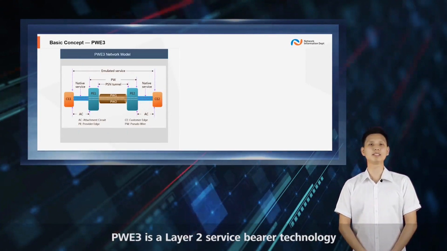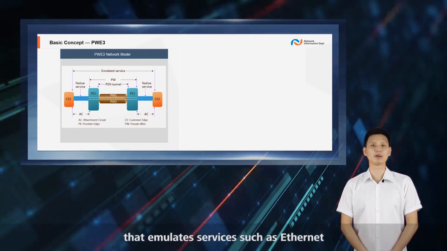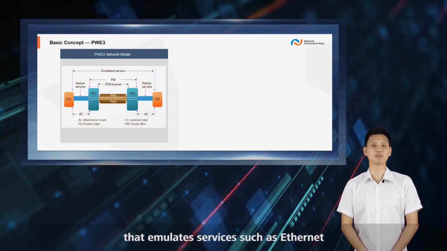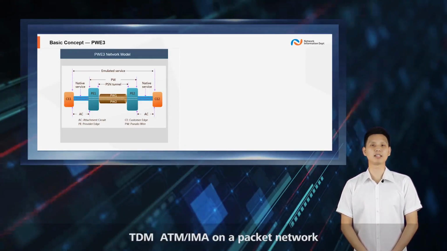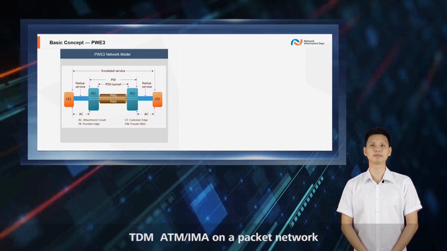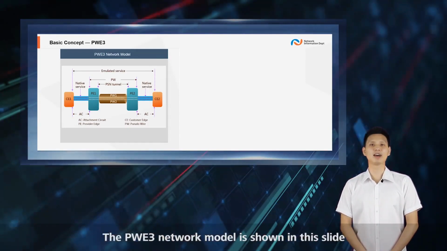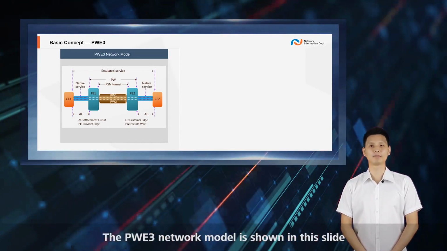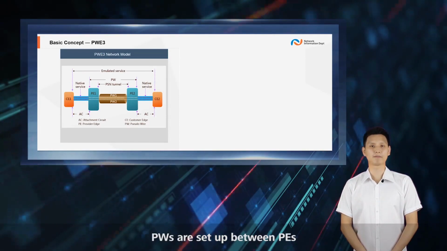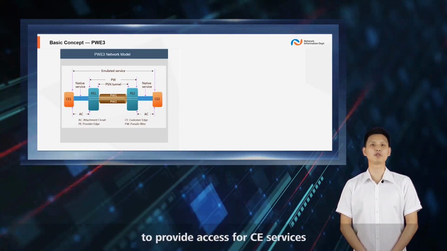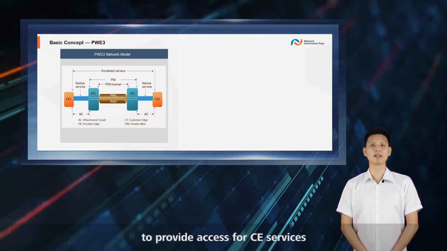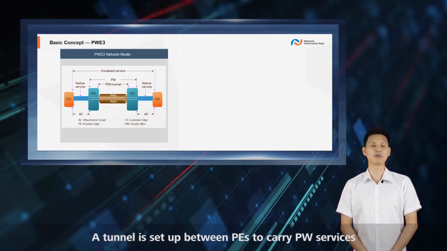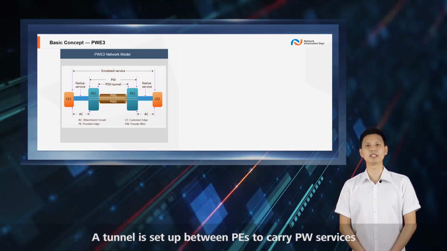PWE3 is a Layer 2 service bearer technology that emulates services such as Ethernet, TDM, ATM-IMA on a packet network. The PWE3 network model is shown in this slide. PWs are set up between PEs to provide access for CE services. A tunnel is set up between PEs to carry PW services.